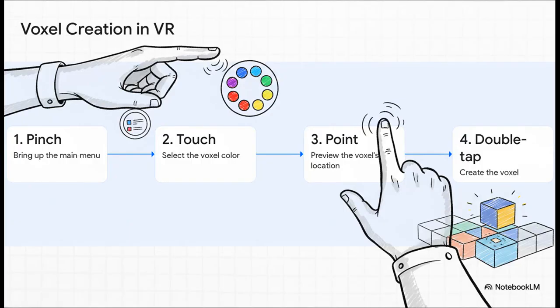So how does this actually work? Well, forget clicks and keyboards. You just use your hands. Seriously, researchers have figured out these super intuitive gesture systems. You just pinch your fingers, and boom, a menu pops up. You touch a virtual color palette. You point right where you want the next block to go. And then a little double tap, and poof, the voxel appears. It's so direct, so fluid. It's literally creating stuff with your fingertips.